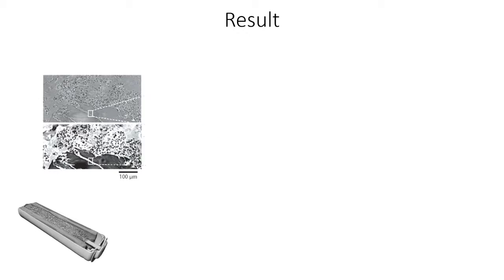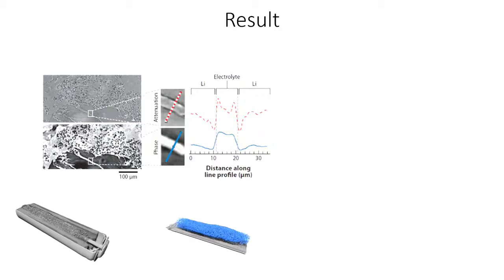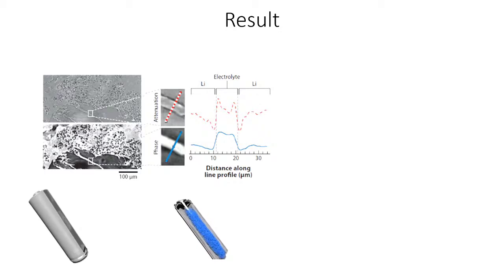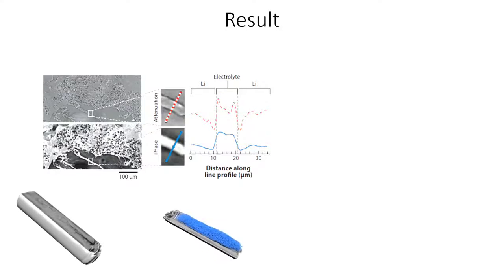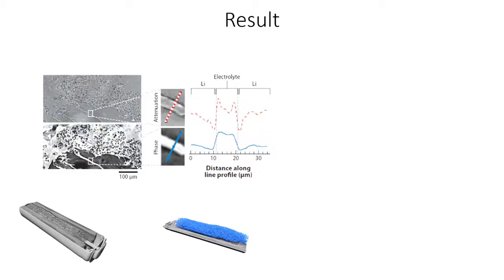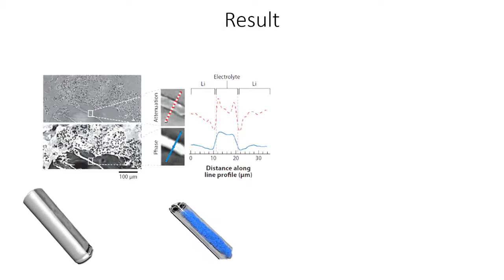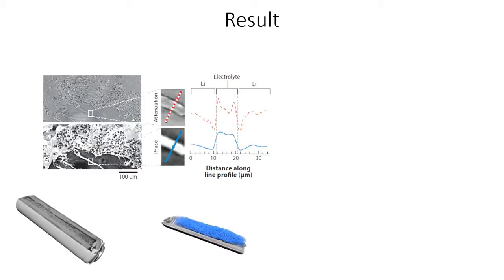Here we can see an image of lithium represented by dark gray and electrolyte by light gray. After attenuation contrast and phase contrast, we can obtain the line profiles across a lithium-electrolyte-lithium interface. Attenuation causes a decrease in beam intensity, which reflects the imaginary part of the complex refractive index. Refraction causes a deflection of the beam, which refers to the real part of the complex refractive index.